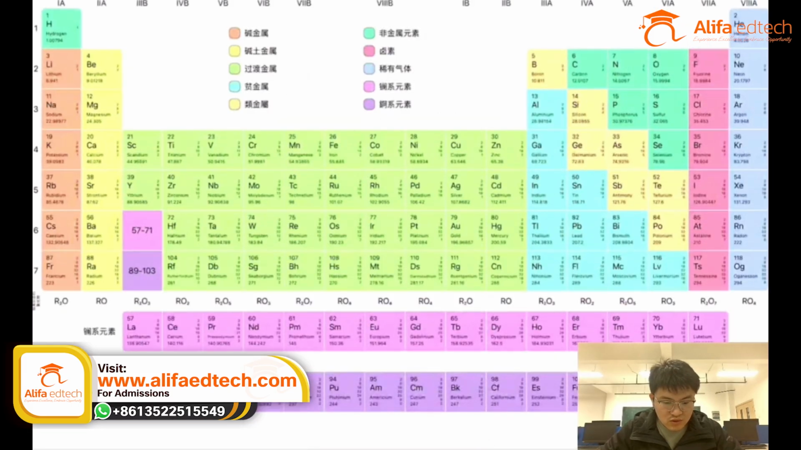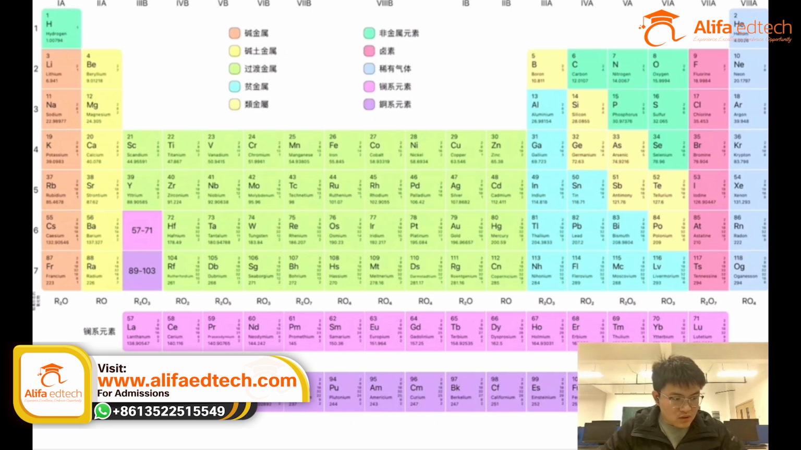Then in the periodic table of elements, we can see the relatively complete periodic table. Each vertical column we call a group. We can see that the number displayed on the header and the corresponding Roman numeral are the names of the groups respectively. Each row we call a period.